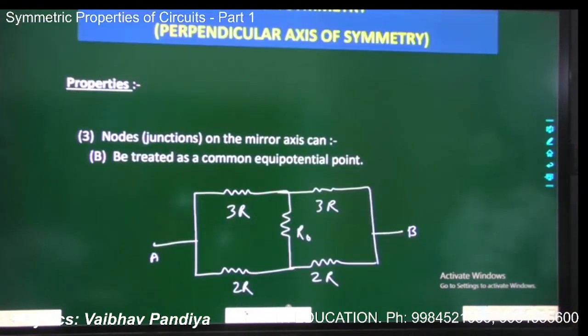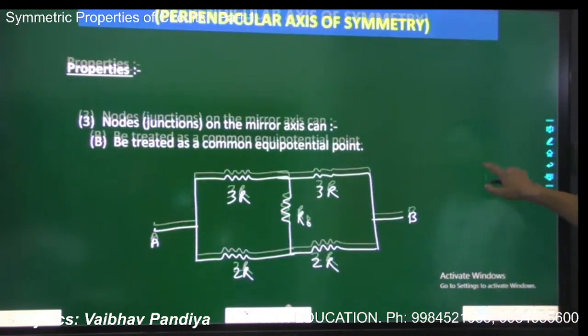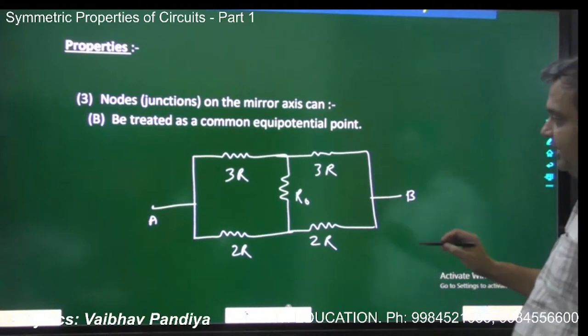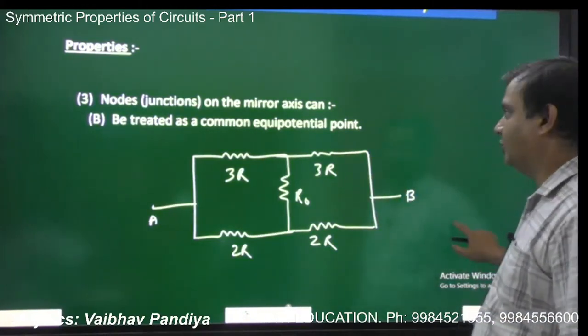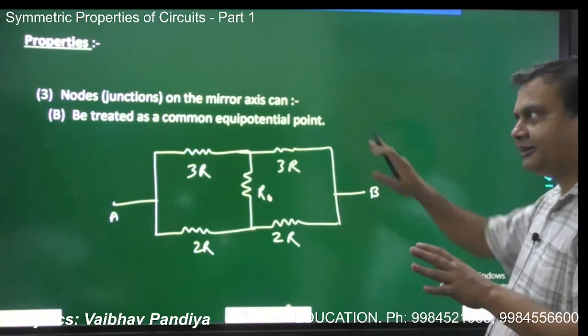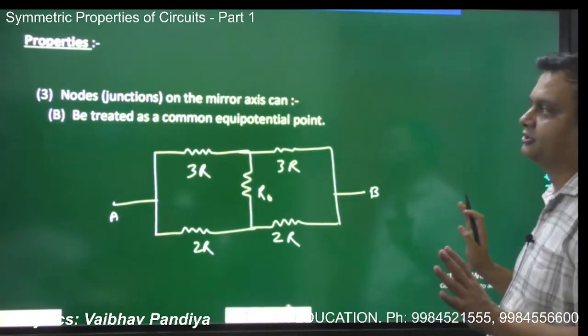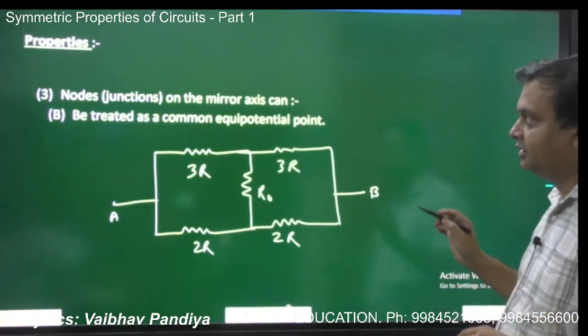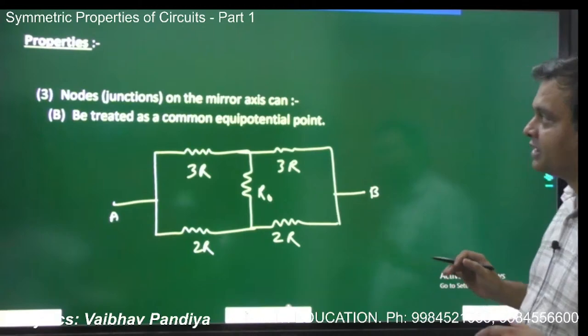Now, the second application of the third property. If there are different points on the mirror axis, you can apply one or more of such properties. It is not necessary that you are applying all the properties in the same circuit. It depends on your convenience. We will see the application right now.